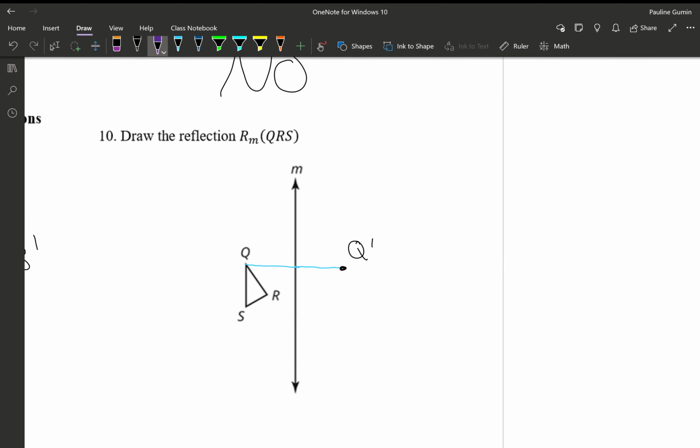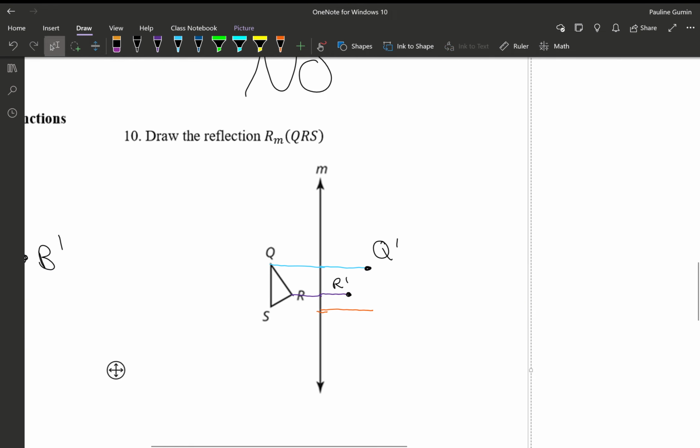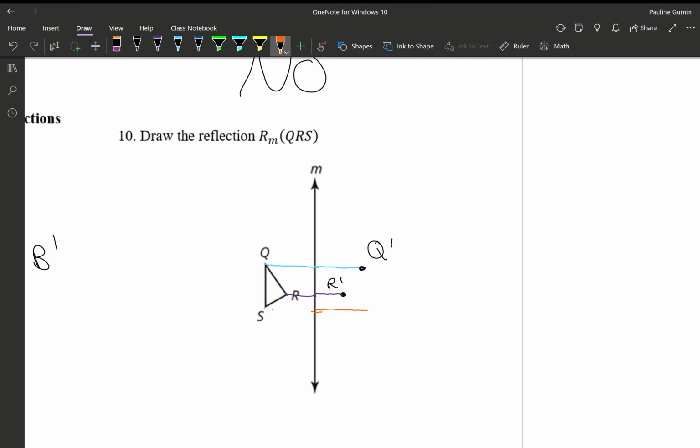All right, I'm going to do the same thing with R. Measure the distance. Recreate distance on the other side. Again, you're using your ruler. R prime. And lastly, let's do S. Oh, and that spare extra little dash I drew, that's fine. Connect it. Call it S prime.